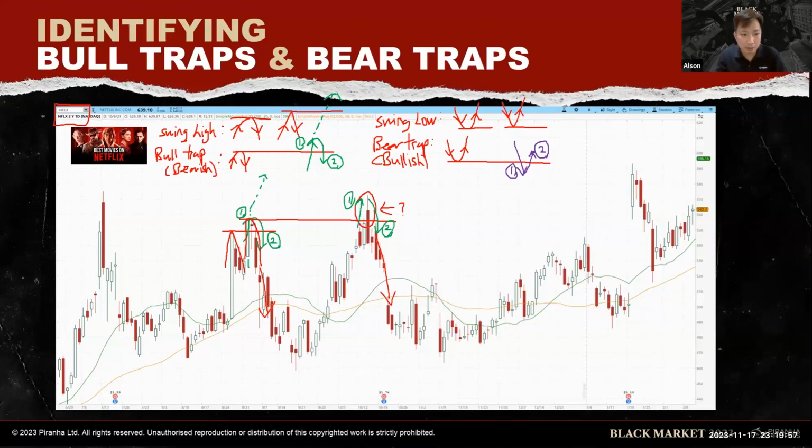So example here, you can see, guys, this is a swing low. You draw a line across. The price goes below the swing low, first step. And then closes back above the swing low, second step. Okay? This is a bear trap pattern.